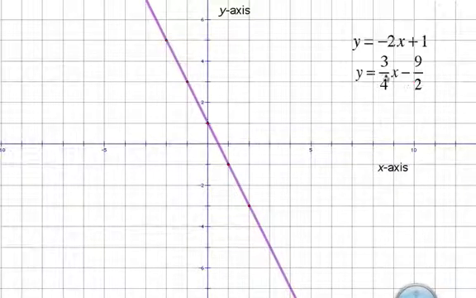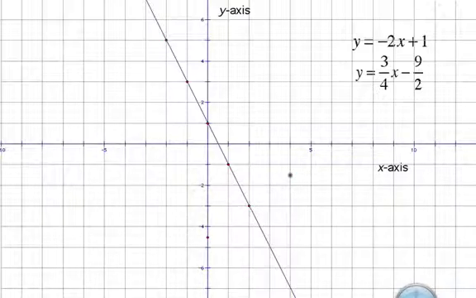And next we're going to graph the line y equals 3 over 4x minus 9 over 2. And negative 9 over 2 is negative 4.5. So we're going to put a point right at about negative 4.5. And from this point, go up 3, and we're going to go over 4, and try to be as accurate as possible.